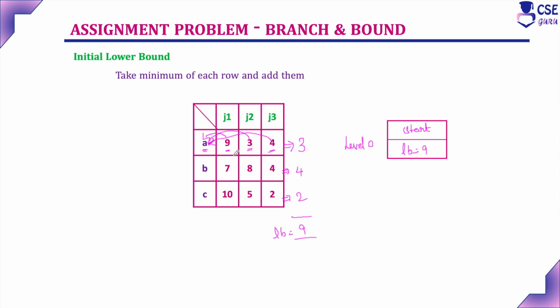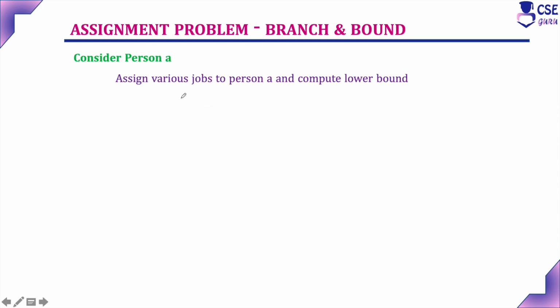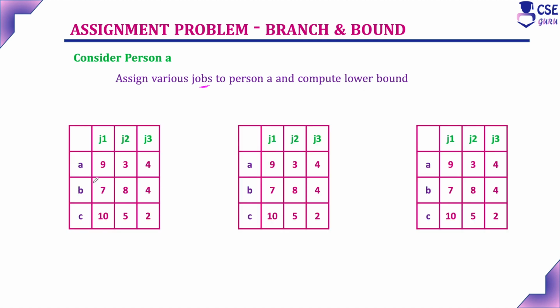So the next step is to consider person A. Assign various jobs to person A and compute the lower bound values. So here, assign the first job to person A. If you are assigning the first job to person A, its cost is 9. So the same row and same column you should not assign to any other person. Then for the remaining second row and third row, whichever is minimum, that cost we will take. 4 is minimum and here 2 is minimum. So here the lower bound is 15.